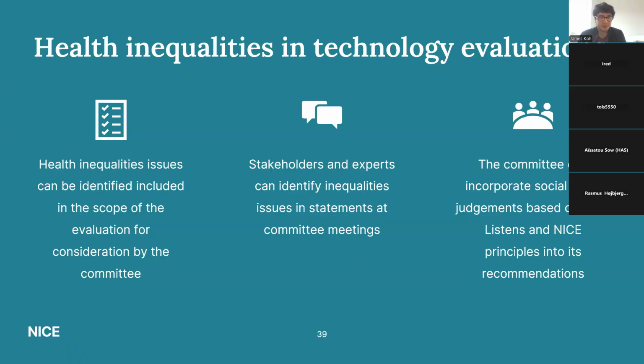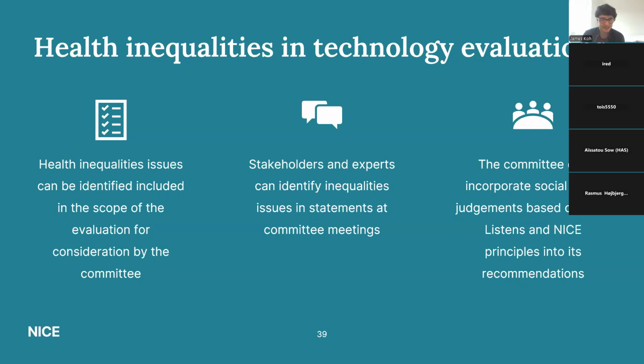Just wanted to say a little bit about technology evaluation. So this is the medicines and new medicines evaluation. Health inequalities issues could be identified at the start of an evaluation process. The scope of the evaluation determines what can be considered by the committee, and health inequalities can be identified there. And then stakeholders and experts can identify health inequalities issues in their committee meetings.